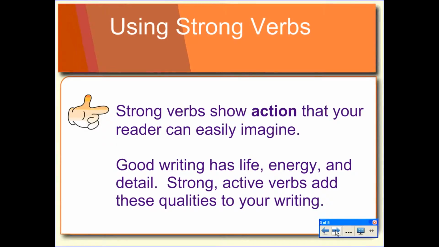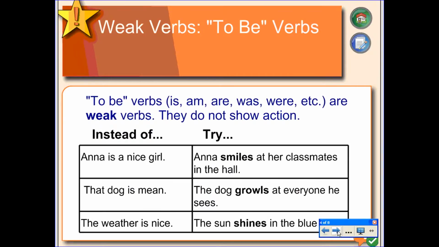All right, well, the thing with strong verbs is that we want to show action that the reader can easily imagine. We want the people reading to visualize the life, the energy, the details in the things that we are writing about. And active verbs are a really good way to add these qualities to your own writing. To-be verbs are something that writers tend to use on their first time through, and the trouble with to-be verbs is that they don't actually show action.